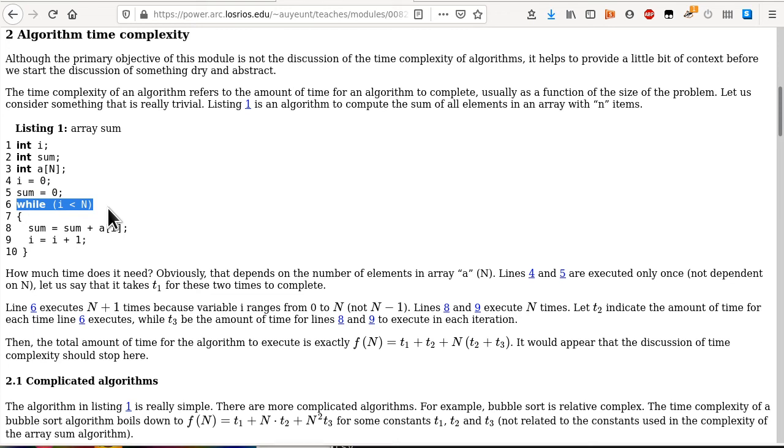So it's going to be true for n times, and then it's going to be false for the last time, and that's why i is less than n is actually evaluated n plus 1 times and not n times. So that part is reflected here.